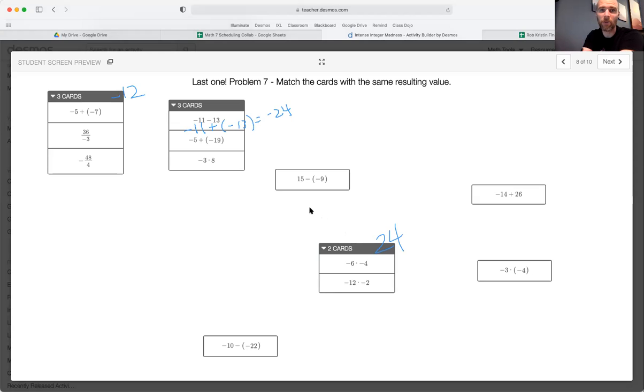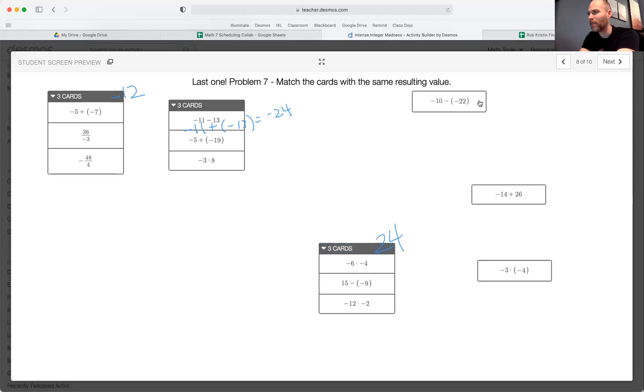Or sorry, since they're both negative, it's positive 24, I meant to say. And then look here, 15 minus negative 9. Minus a negative is the same thing as adding a positive. So this is really just 15 plus 9, and that equals 24. All right, I bet the rest of these three match up. Let's see.